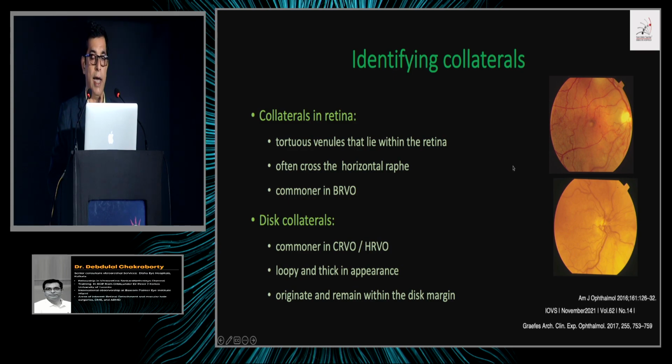So how do you identify collaterals? When you talk about collaterals in the retina, these are tortuous venules that lie within the retina and often cross the horizontal raphe, and are commoner in BRVO, whereas disc collaterals are commoner in CRVO or HRVO. They have a loopy and thick appearance and originate and remain within the disc margin.